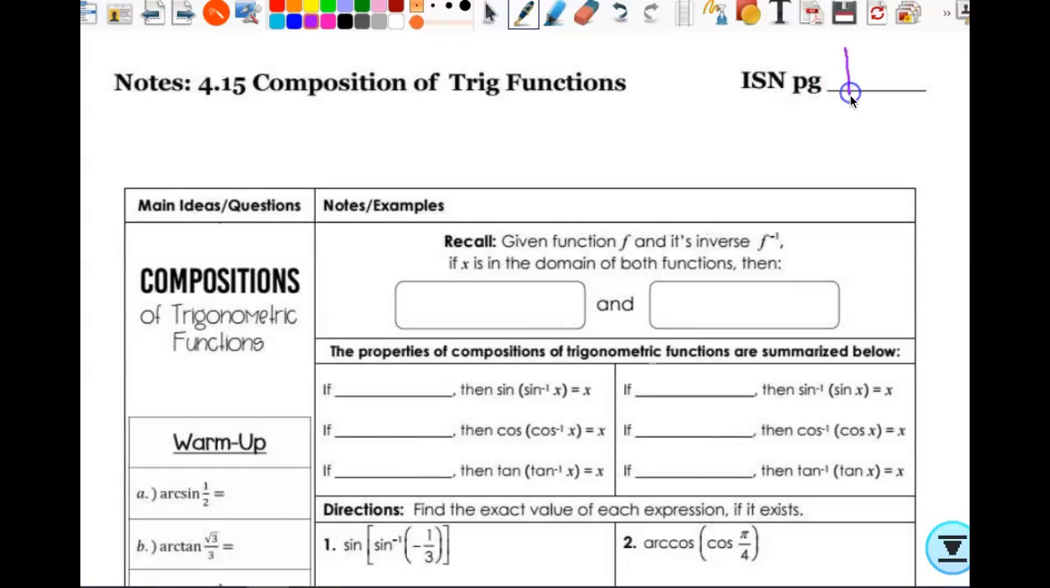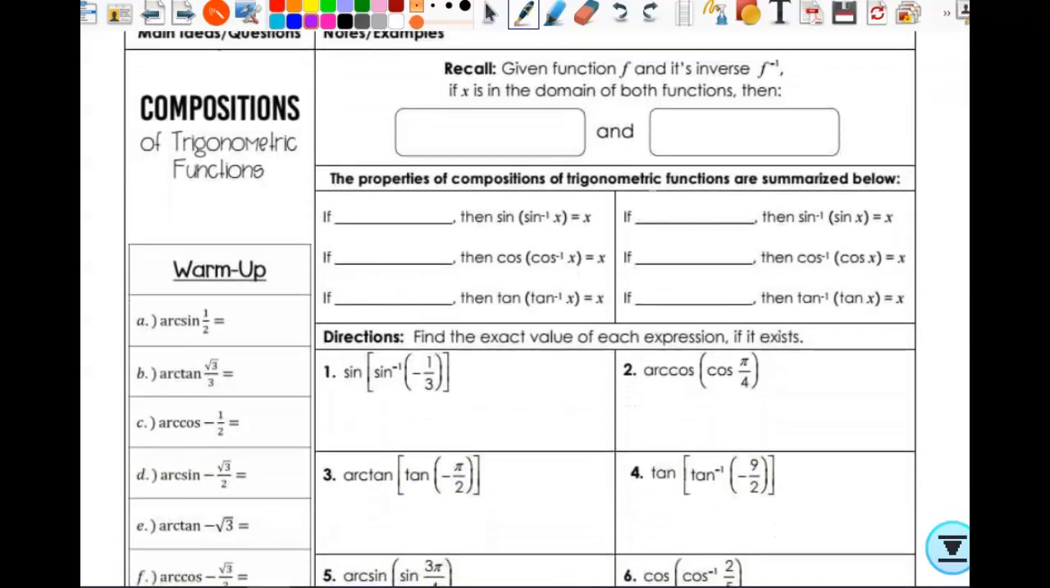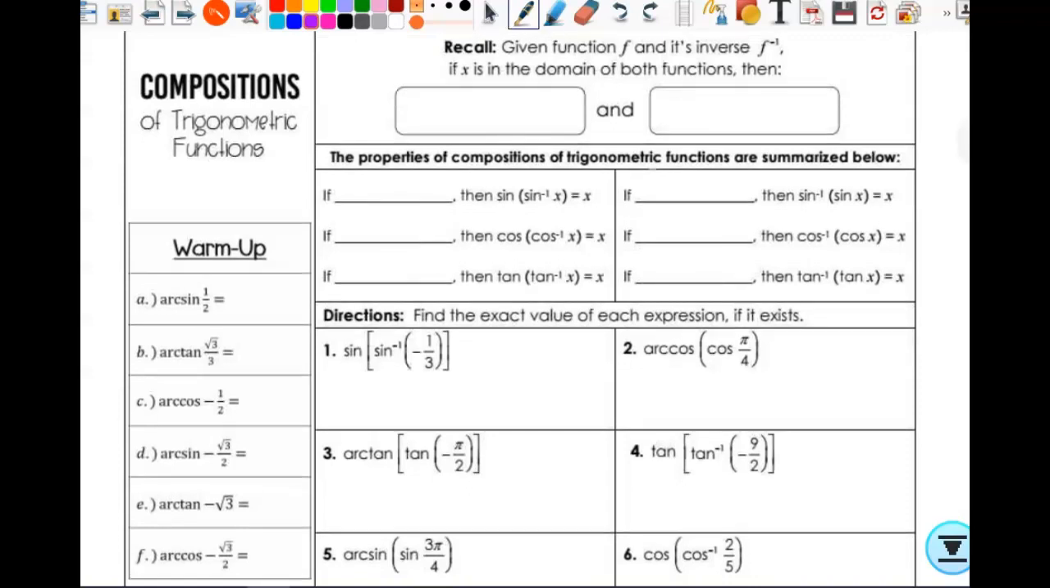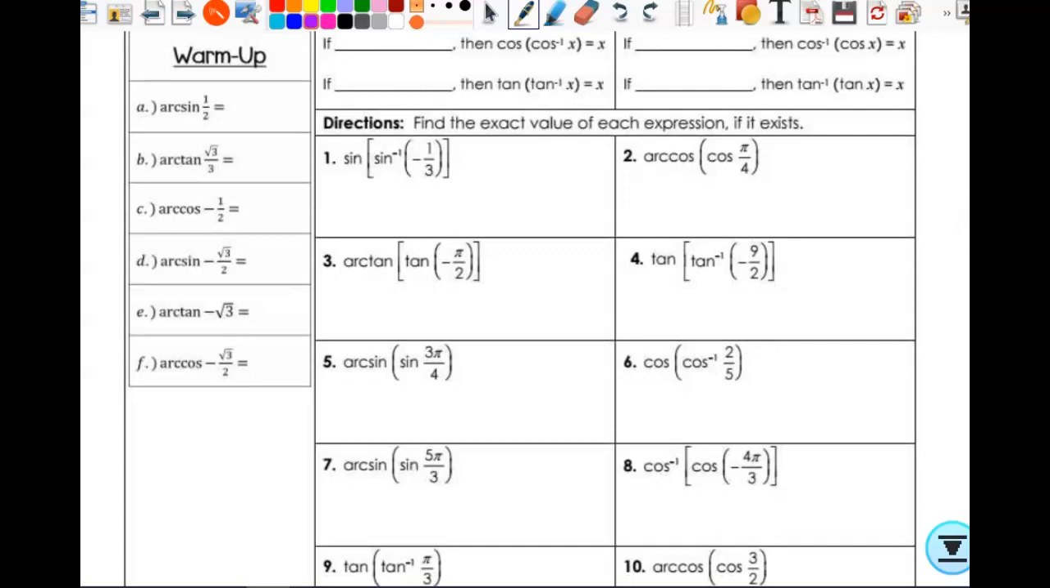This is going on page 100 when we're done, breaking the triple digits here. And we're going to look at composition of trig functions. So this is kind of extending what we did yesterday. We're going to start with this warm-up over here on the left side. This is what we did yesterday.